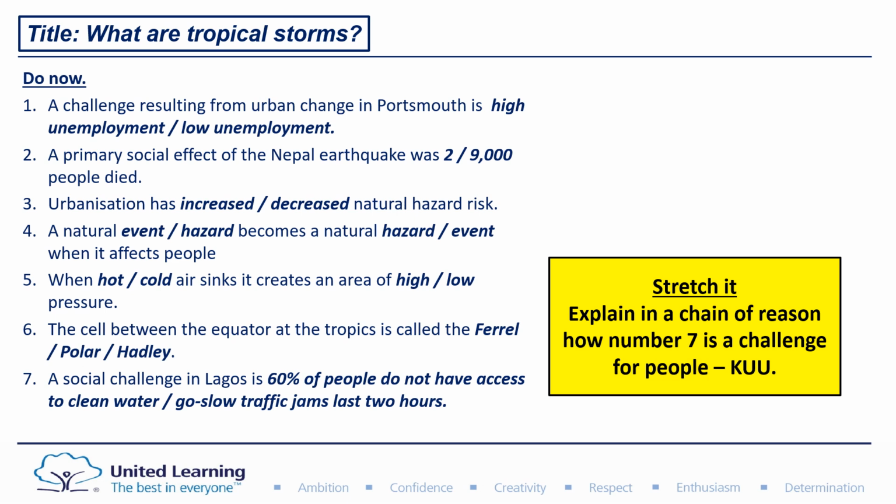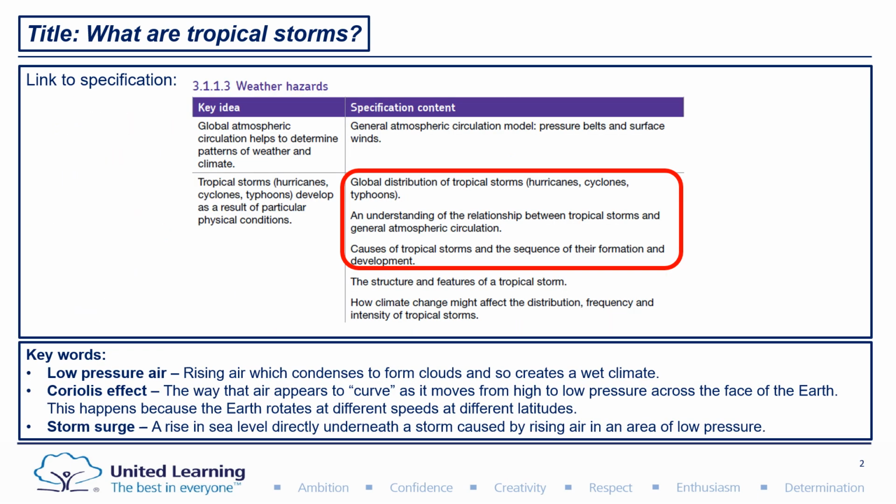If you did stretch it, you'd say this means people are more likely to contract cholera, which means more people are going to be sick or die, therefore there's less economically active. So let's crack on. What we're looking at today is what tropical storms are, where they're found, and then an understanding of how climate change can impact tropical storms in the future.